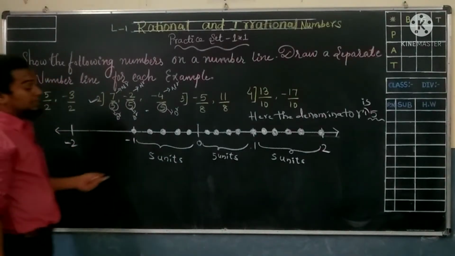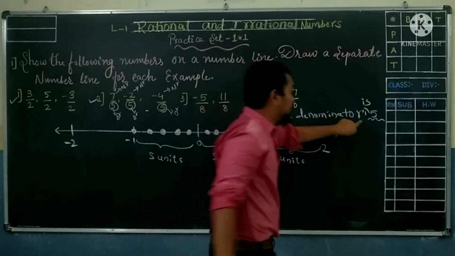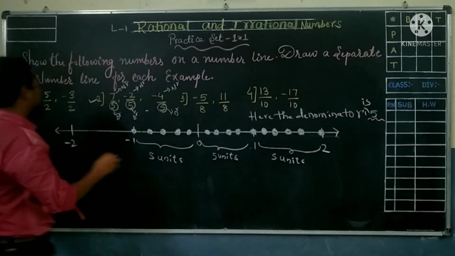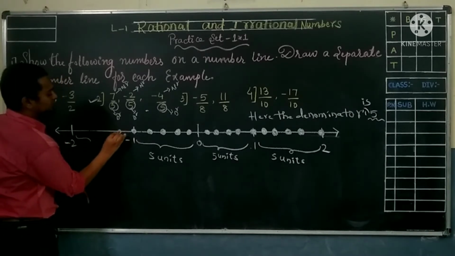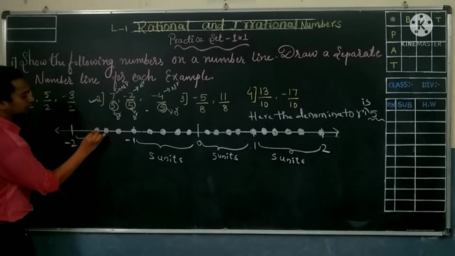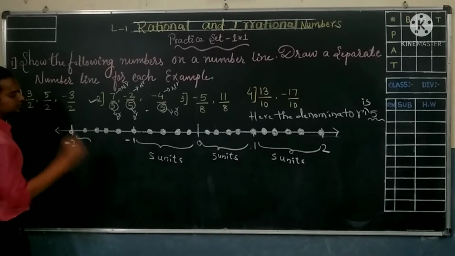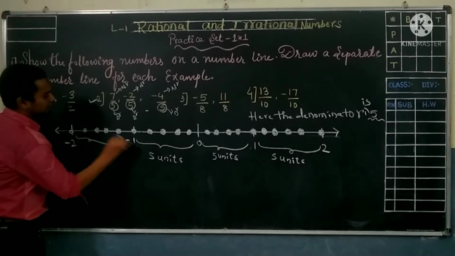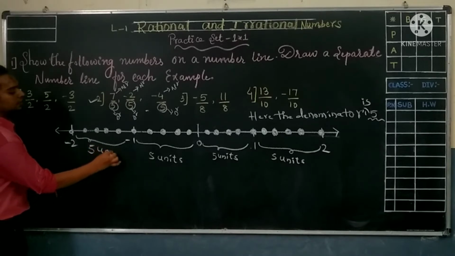Next, the difference between minus 1 to 2 minus 2. Here the denominator is given how much? 5. Therefore, now we will write this is 1 unit, this is 2 unit, this is 3 unit, this is 4 unit, and the last one is 5 unit. The difference between every two numbers is 5 units.